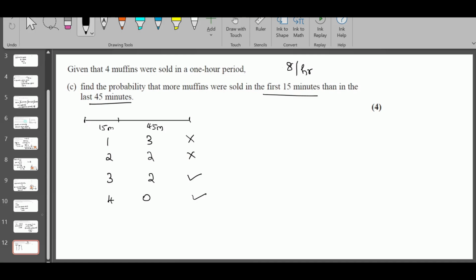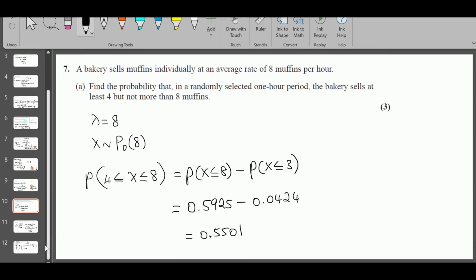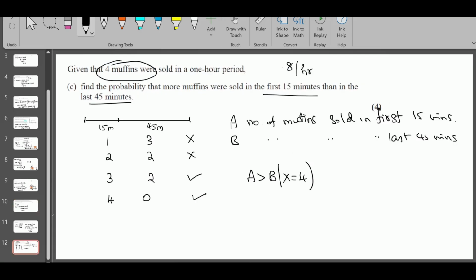First of all, let's say A is the number of muffins sold in first 15 minutes. B is the number of muffins sold in last 45 minutes. They want us to find the probability of A is bigger than B, but the condition is they sold 4 muffins in 1 hour period. Here the variable is X, right? So X is equal to 4. This is what they want you to find out.